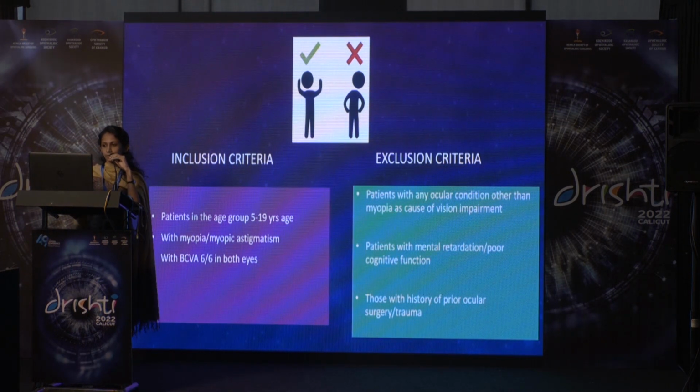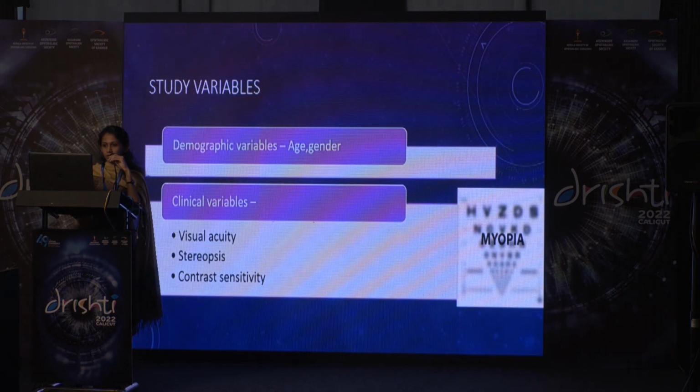And we excluded patients with any ocular condition other than myopia as cause of visual impairment, patients with mental retardation or poor cognitive function, and those with history of prior ocular surgery or trauma. The study variables included demographic variables like age and gender, and clinical variables: visual acuity, stereopsis, and contrast sensitivity.